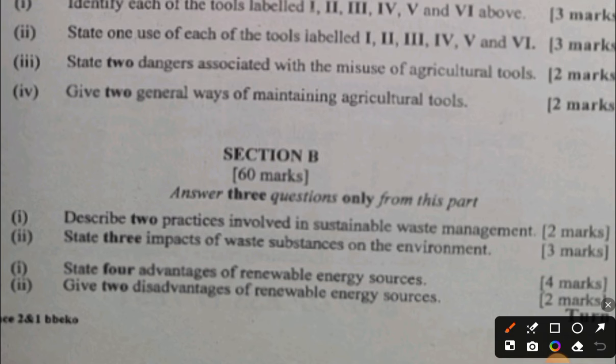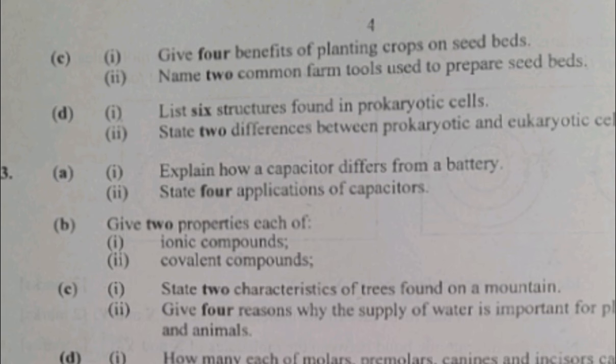Give two disadvantages of renewable energy sources. They are very costly. They have high upfront costs. That's at the beginning, for example, the solar panel. And also, there are challenges when it comes to the storage of the energy.